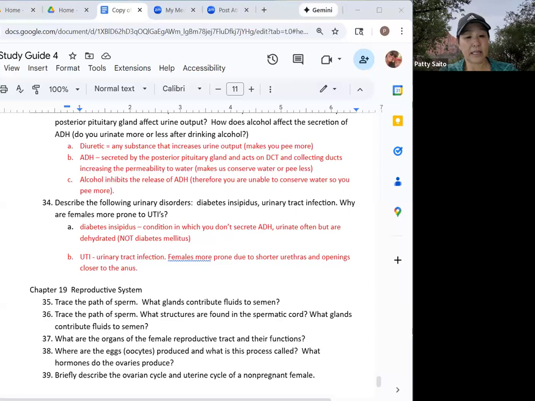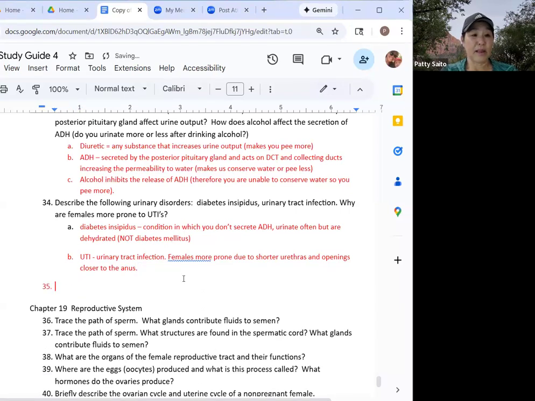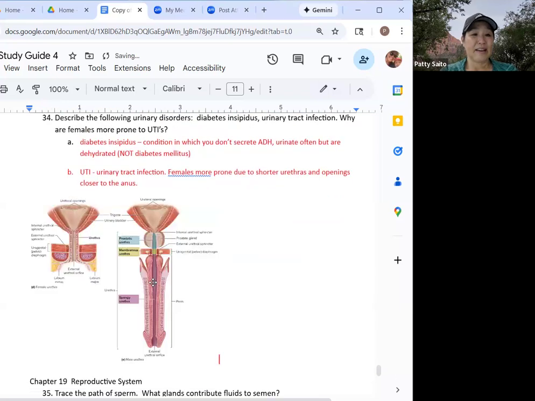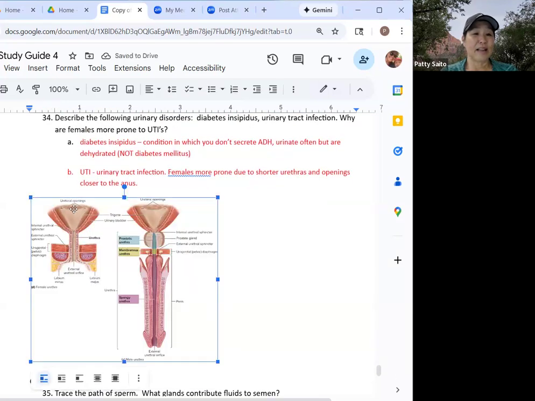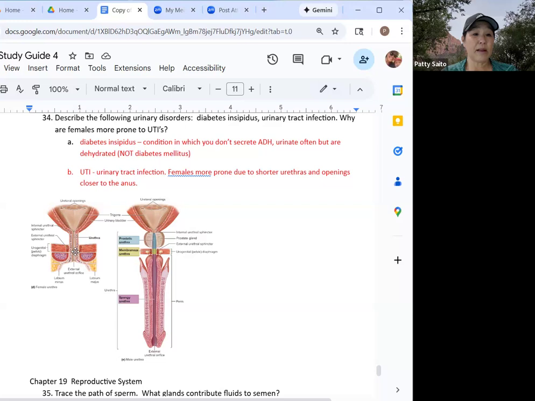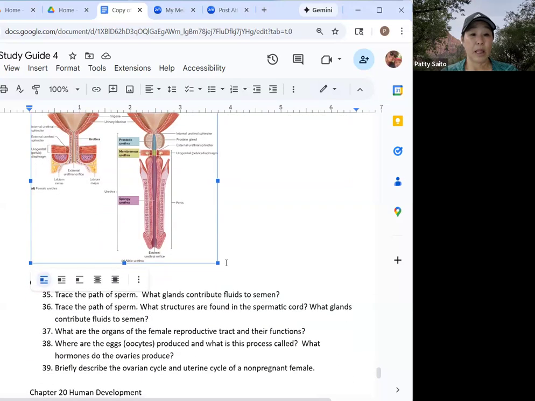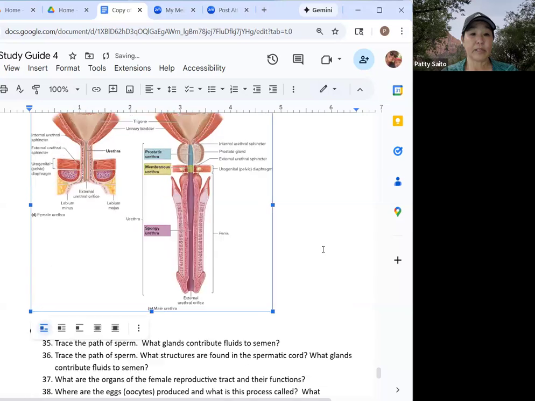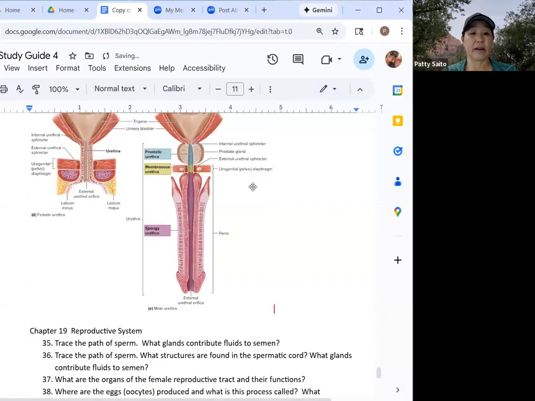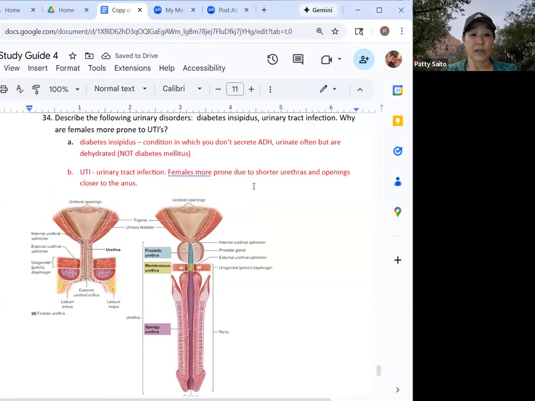So let's take a look. I'll show you that anatomical difference between males and females. All right, we can see here's the urinary bladder, and here's the urethra in the female, and then the urethra in the male. Of course, the urethra in the male passes through the penis, so it's going to be a bit longer. So it's just harder to get bacteria up there and in the urinary system.